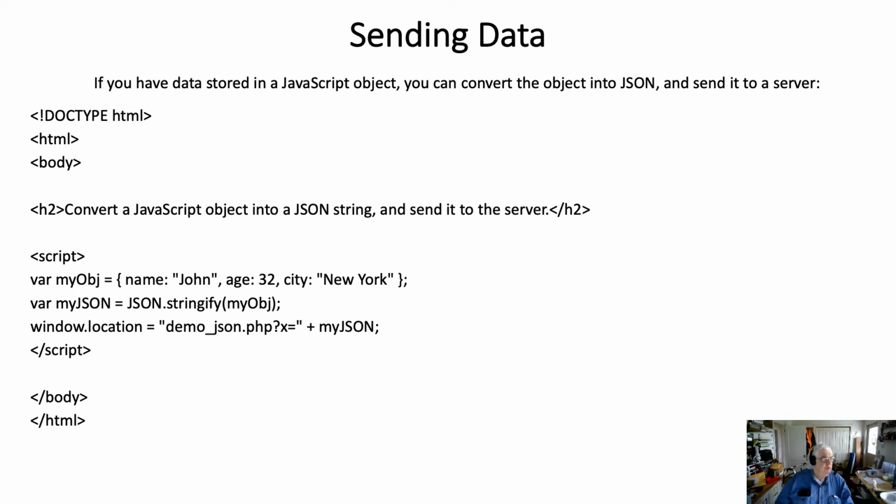Sending data: if you have data stored in a JavaScript object, you can convert the object into JSON and send it to the server with that code. Document type and so forth, so that we understand what we're doing up here. And here's our object. We're creating a variable called myJSON, and we're just using JSON.stringify on my object. And it's as easy as that, because we now have a JSON object that we can move.